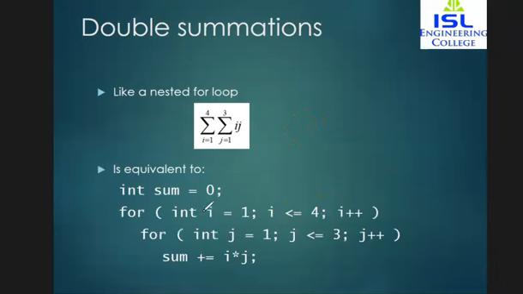int sum is equal to 0. For int i is equal to 1 to 4, i plus plus, you are supposed to open another for loop, which is the second summation. j is equal to 1 to 3, j plus plus. Then sum is equal to sum plus i into j. Okay, so this will give you the same result.